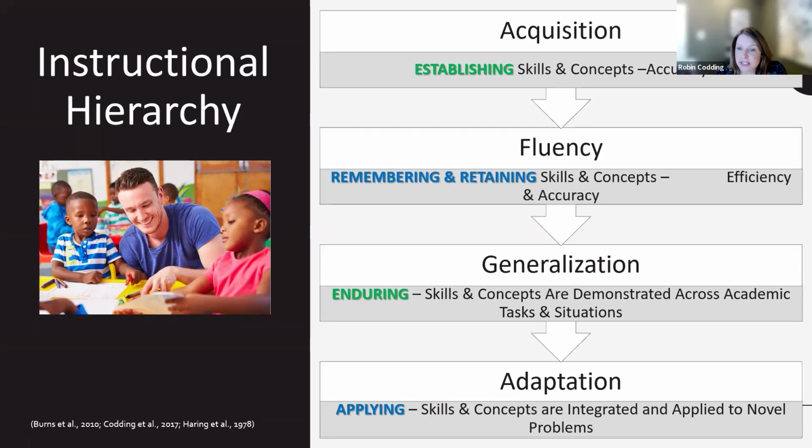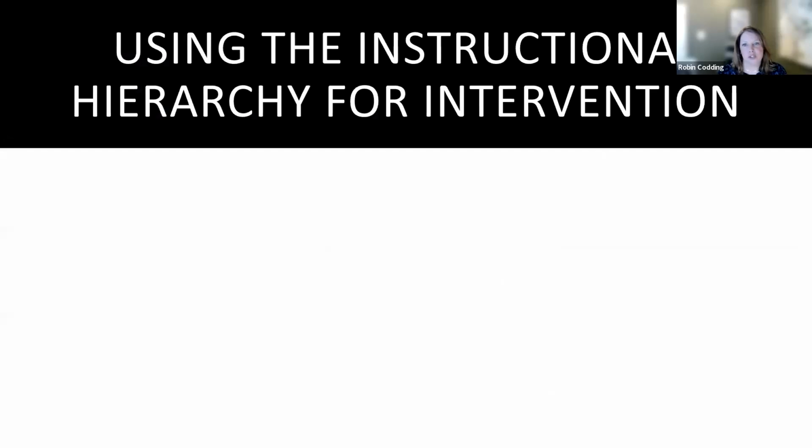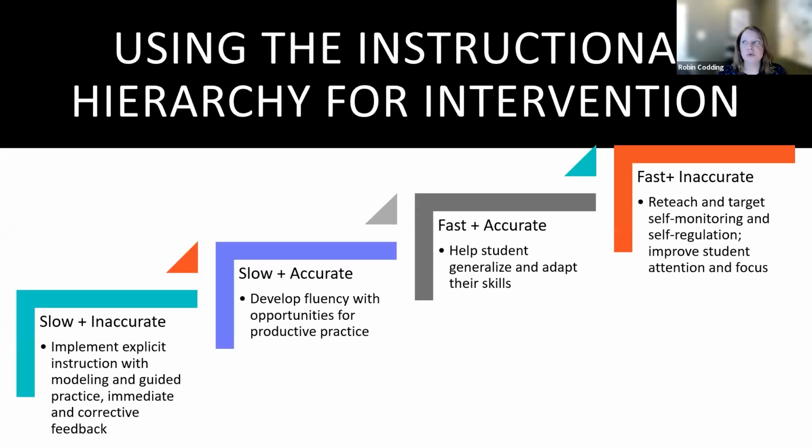Then we talk about generalization. Those skills and concepts are demonstrated across academic tasks and situations and they endure. And then finally, adaptation. Sometimes folks fold adaptation into generalization, which is using skills and concepts in an integrated way and applying them to novel problems. So by using the instructional hierarchy, we can map assessment to intervention fairly directly. And we're going to use our brief experimental analysis process to help us discern that approach.